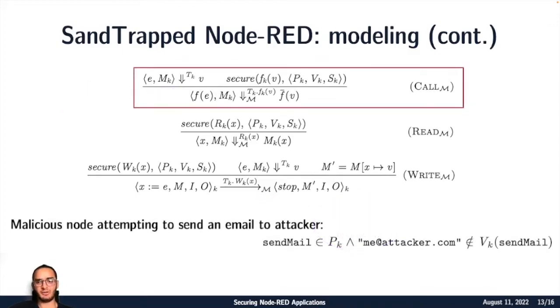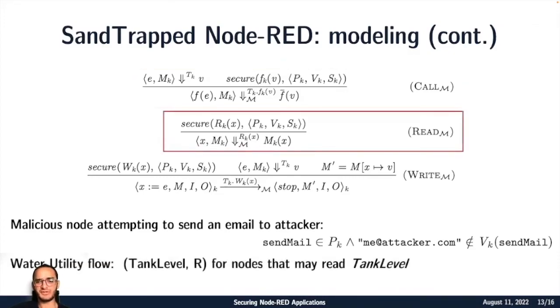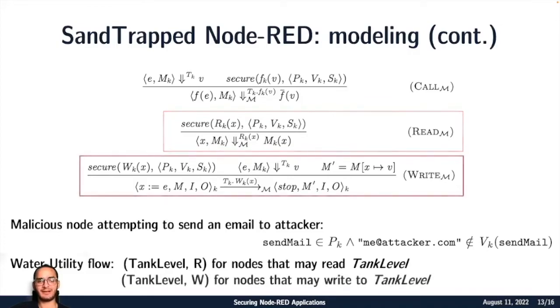In the email example, the email node permits the sendMail function to be called, but only with user-defined values, not the attacker's email address. In the water utility example, the pair tank level and read exists in the policy of the nodes that may read the tank state. And the pair of tank level and write is also present in the nodes that may write to the shared variable tank level. Other nodes can't read or write to the shared variable.